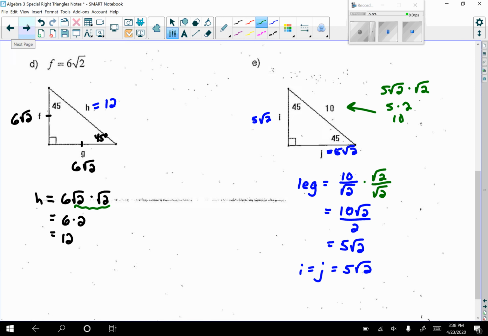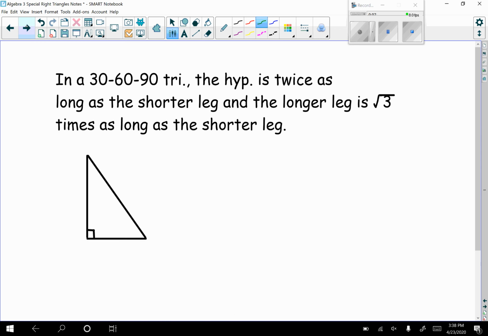Now let's take a look at a 30, 60, 90 triangle. Now, the radical 2 stays with the 45, 45, 90 degree triangle. When we're looking at a 30, 60, 90, we're now dealing with a radical 3. So here, the two legs are going to be different.